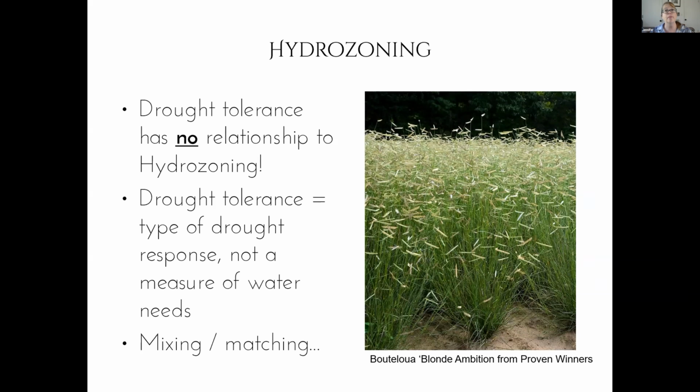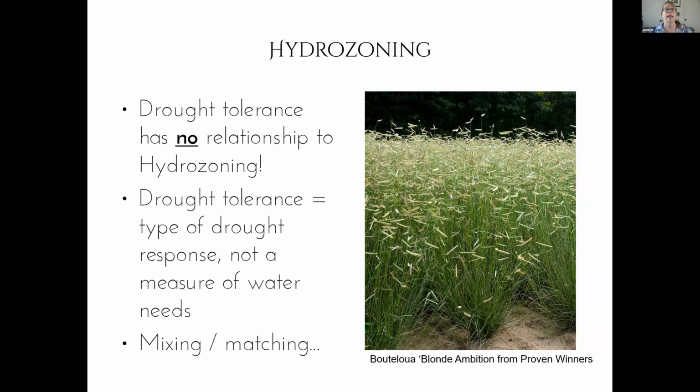It is a type of drought response. Now, plants respond to stress in different ways, just like we all respond to stress in different ways. Some of us are better at some kinds of stress. Some of us are better at other kinds of stress. Drought tolerance is only a kind of a response to drought as the stress event.